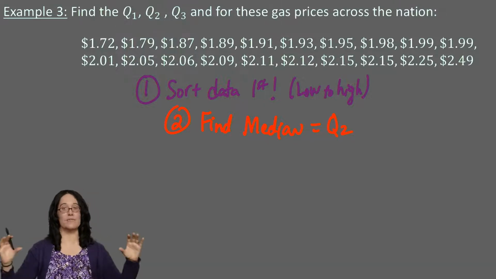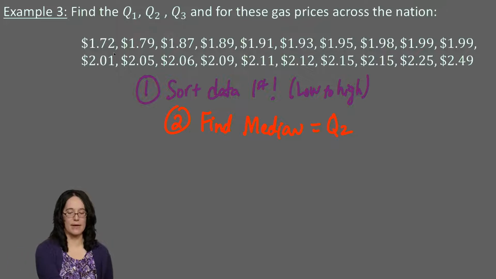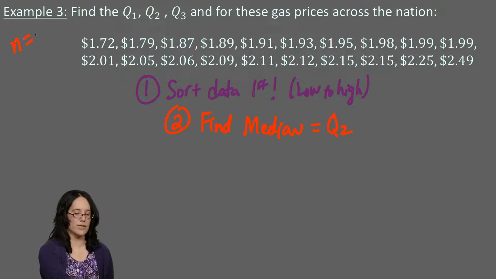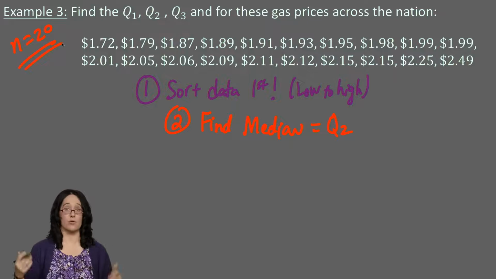So here we've nicely visualized it so you can see, but let's count how many gas prices we had total. 1, 2, 3, 4, 5, 6, 7, 8, 9, 10, double, that's 20. So there are 20 gas prices that we're talking about in this grouping or sample. So to find quartile 2, or the median of all the data, go to the halfway point.